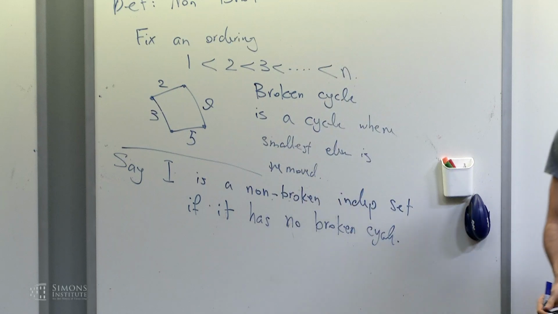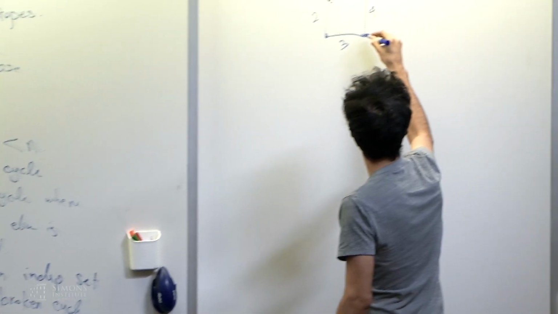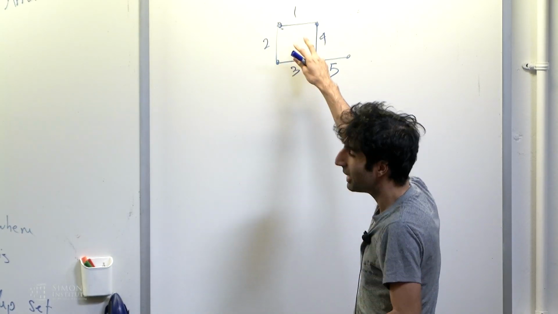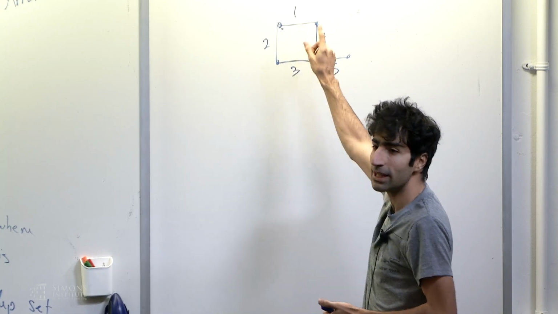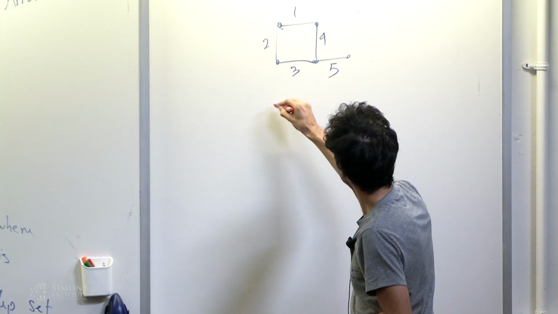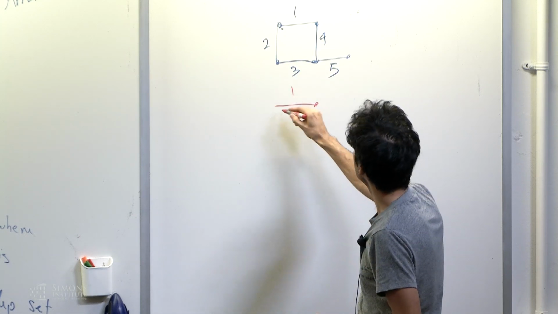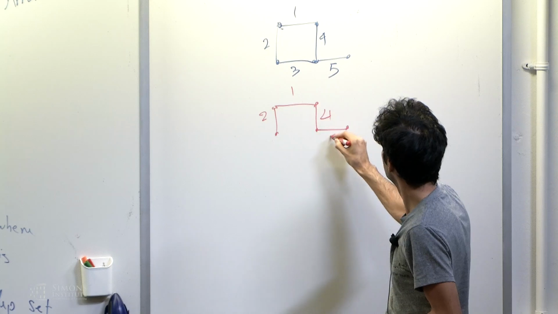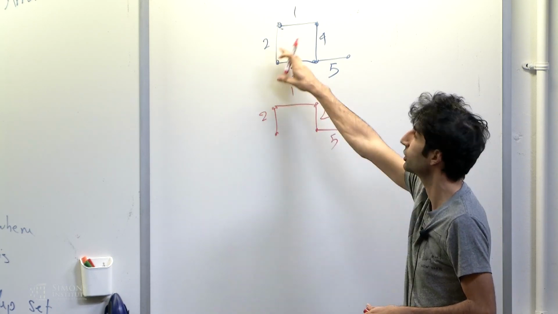Okay, so maybe let's do one example. Let's say this is 1, this is 2, this is 3, this is 4, maybe this is 5. Then you see that if you want to have a non-broken independent set, you definitely always have to include the smallest element. Otherwise, it's going to be broken. So I'm going to definitely have 1. Now, for example, this is non-broken. I can exclude 3, or I could exclude 2.